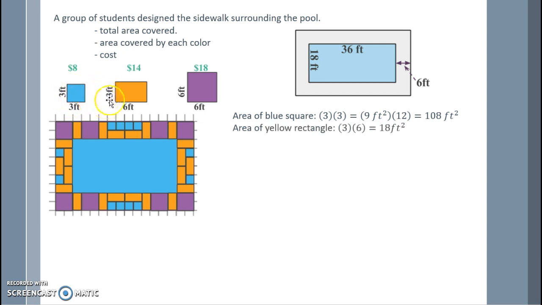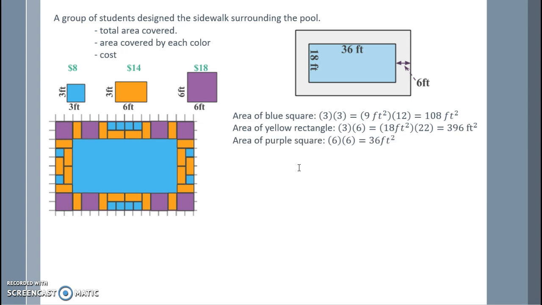The area of a yellow rectangle is 3 feet by 6 feet, so 18 feet. And we have 22 of them by counting. So we'll take that 18 feet squared and multiply it by 22 to get 396 feet squared.